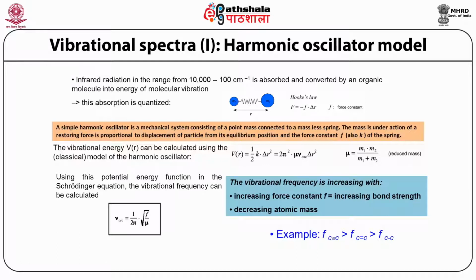The vibrational energy can be calculated using the classical model of the harmonic oscillator, using the potential energy function in the Schrödinger equation. The vibrational frequency can be calculated as nu equals 1 by 2 pi root f by mu. This is the example: f for C triple bond C, C double bond C, and C single bond C. So you can see here that the force constant of the triple bond is more compared to the double bond, which is more compared to the single bond.